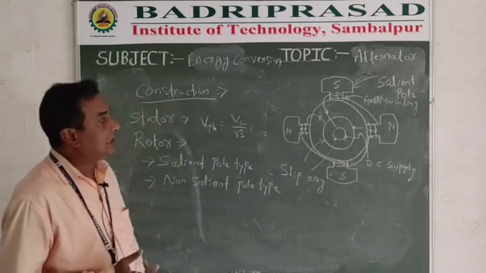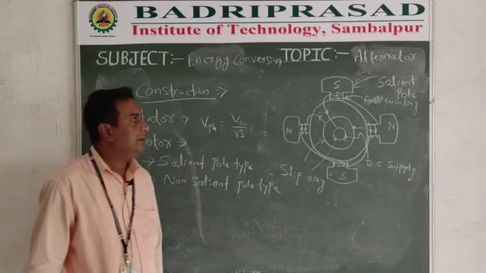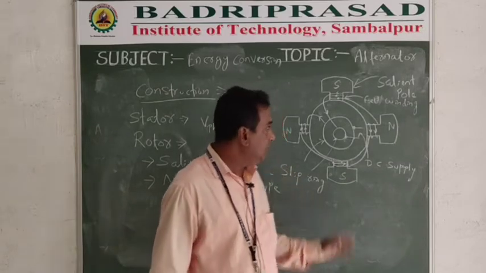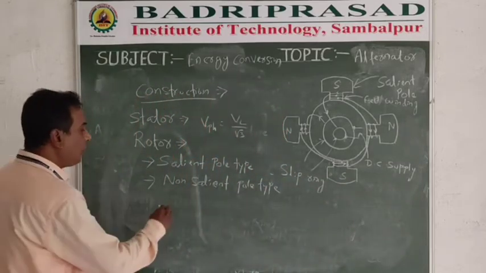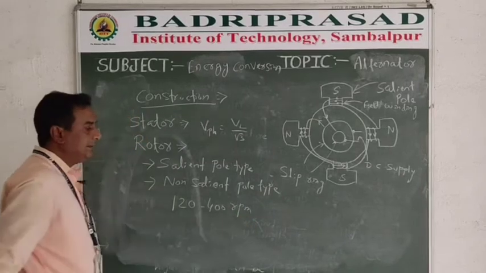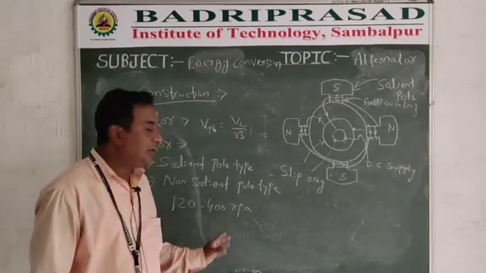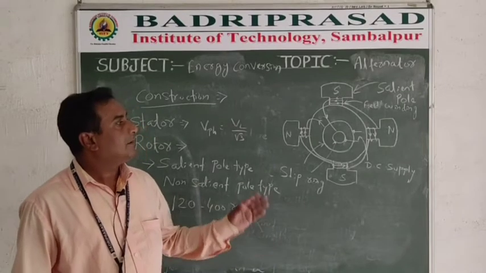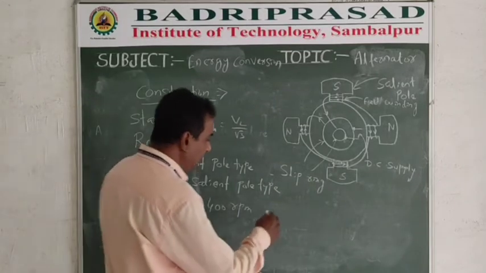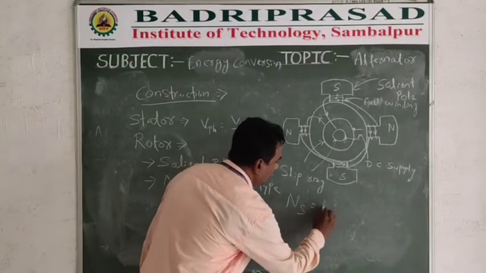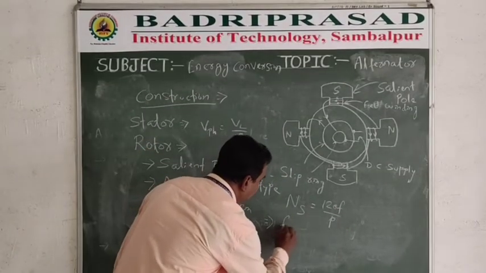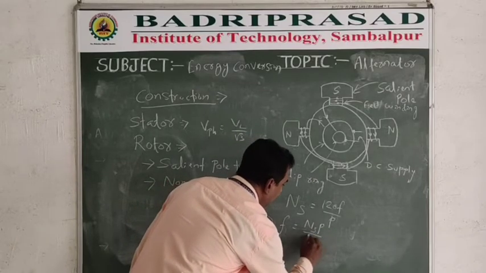The salient pole type rotor is generally used in hydroelectric power plants where less speed is required. The speed is almost 120 to 400 RPM, and this speed is possible in a salient pole type rotor because of a fixed relation. Already we know that there is a speed relation Ns is equal to 120 f by P, and in this relation the frequency f is equal to NsP by 120.